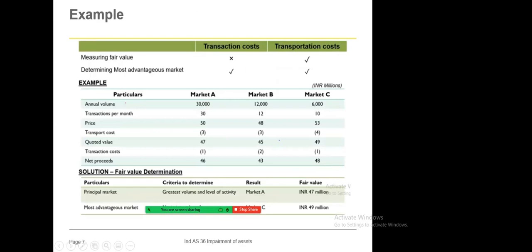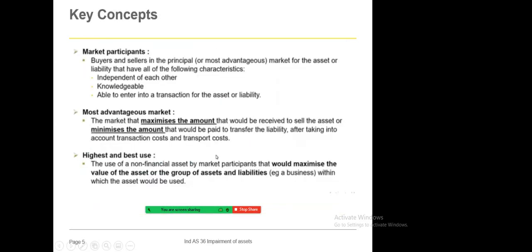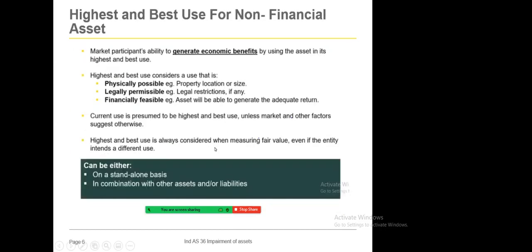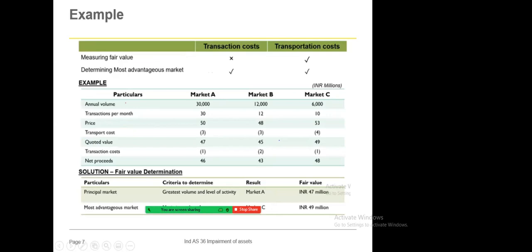Most advantageous market. The most advantageous market is the market that maximizes the amount that you would receive to sell the asset. What is the market in that case? Market C, because your net proceeds are maximum in this case. And in case of the most advantageous market, you need to take into consideration both your transaction cost and transportation cost.